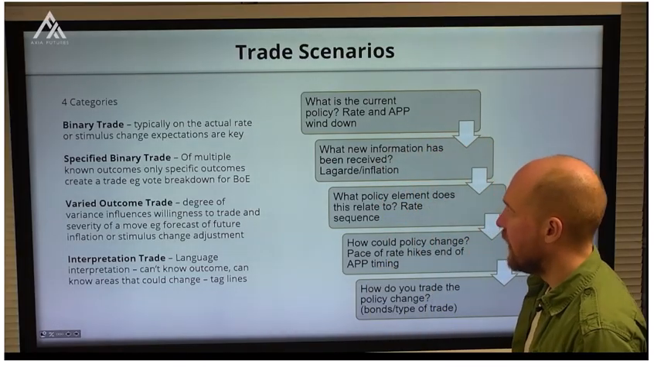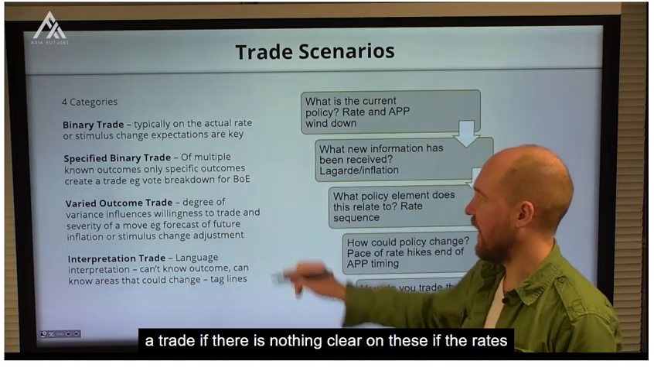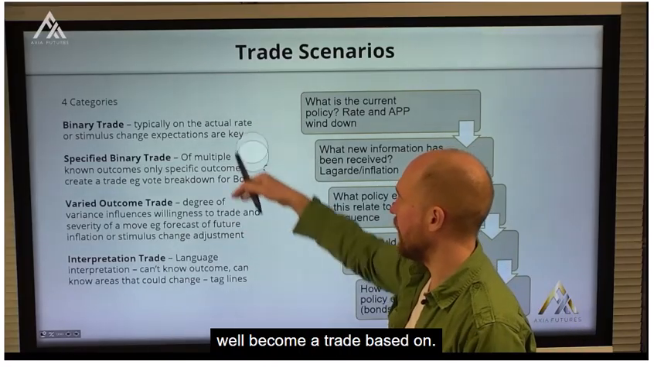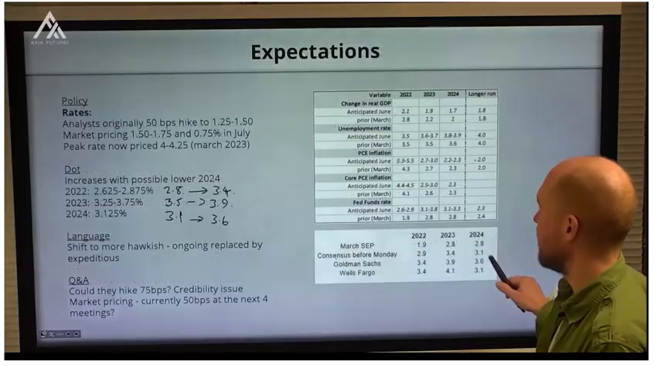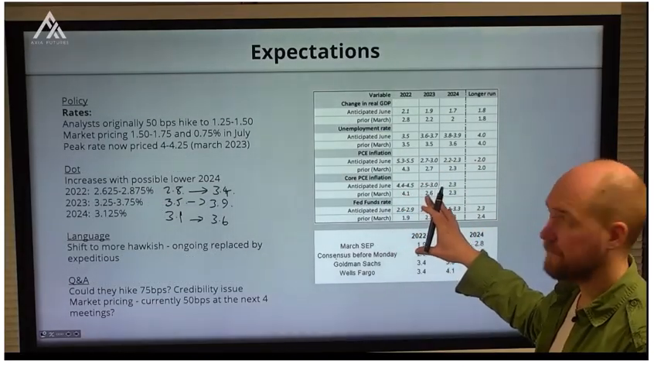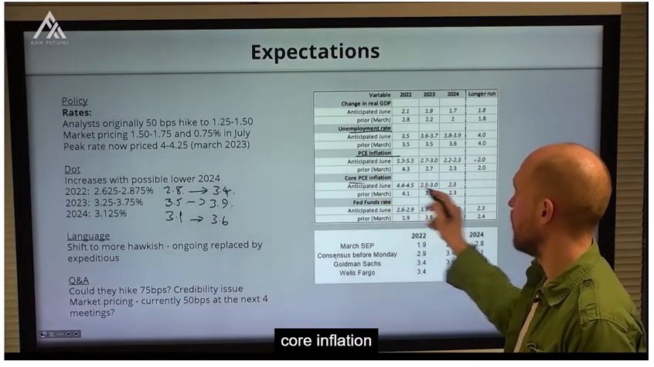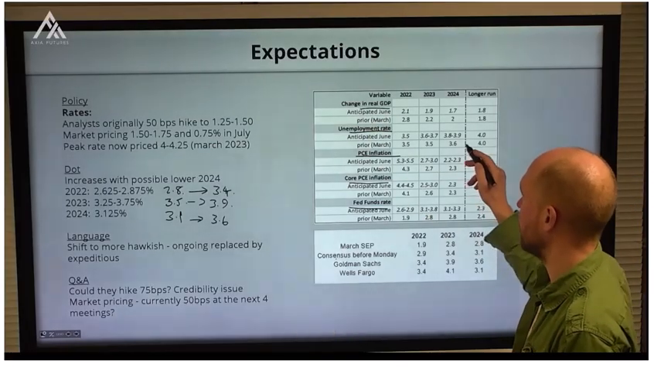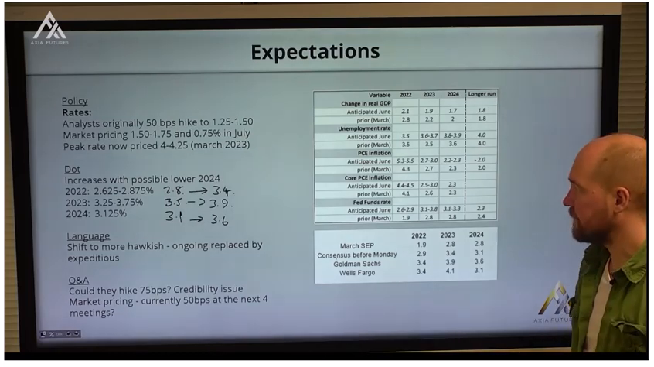Same principle. You then have the varied outcome trade. Now, this is likely to be a trade if there is nothing clear on these. If the rates come in line, the dots come in line, this then may well become a trade based on economic forecasts. If we go back one, at the quarterly meetings from the Fed, you also get economic forecasts: their expectations of unemployment, inflation, core inflation, and the Fed funds rate, as well as GDP going forward. So, you will get an expectation here.